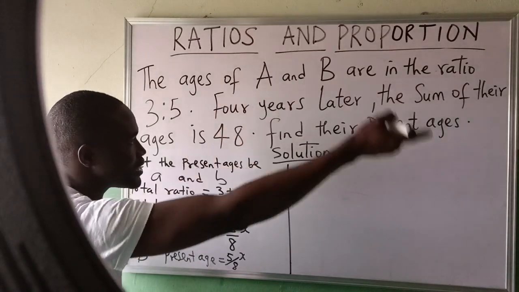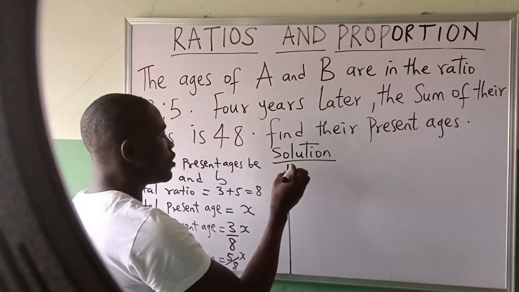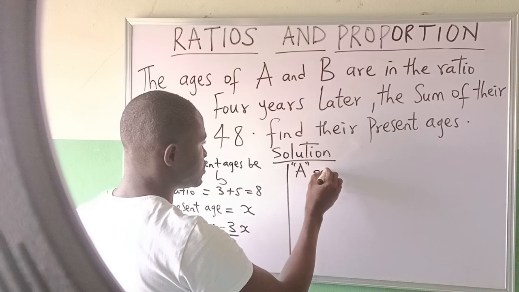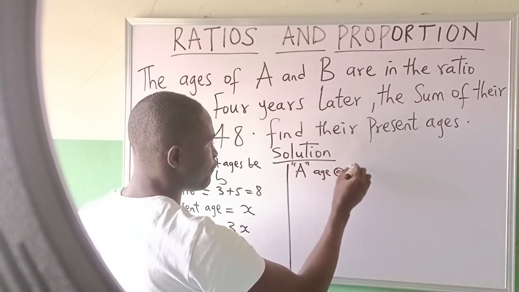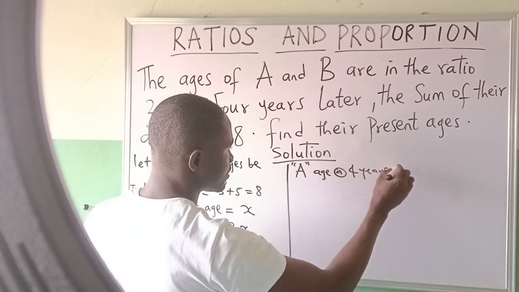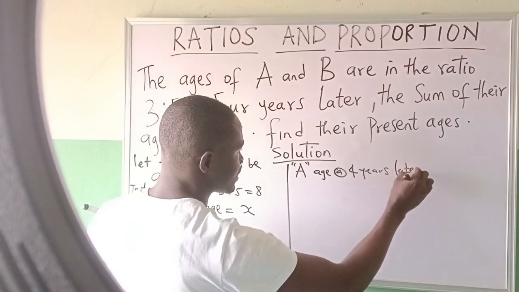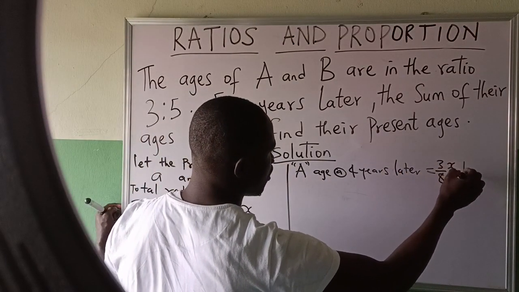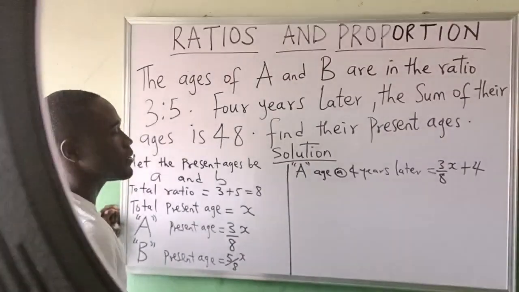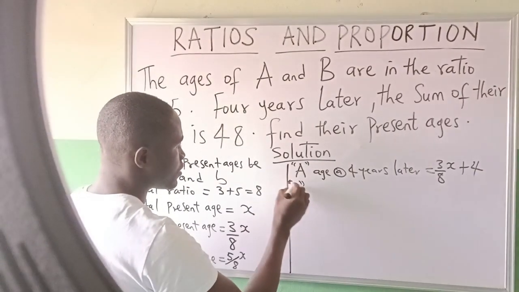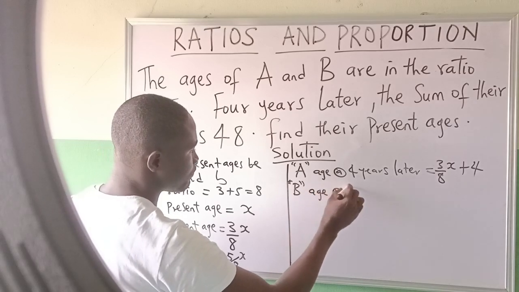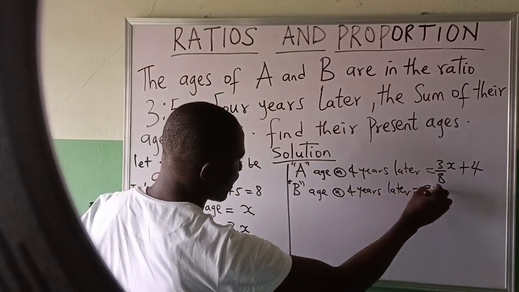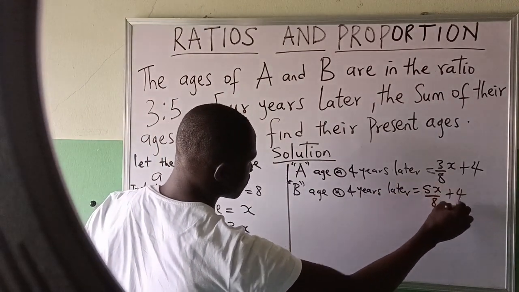They say 4 years later, the sum of their ages is 48. So A's age at 4 years later is equal to 3x/8 plus 4. That is 4 years later. B's age at 4 years later is equal to 5x/8 plus 4.